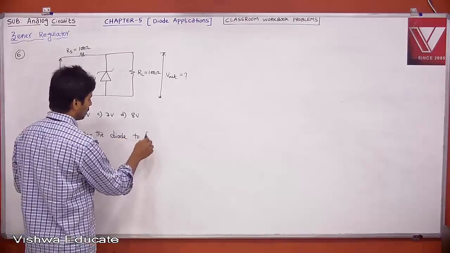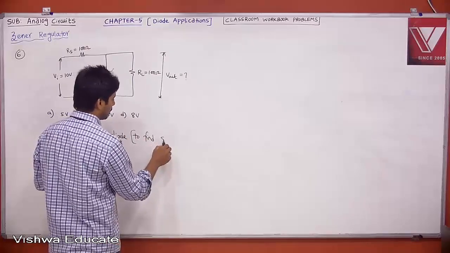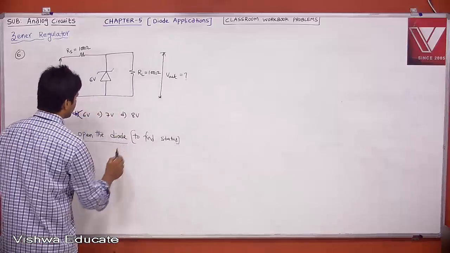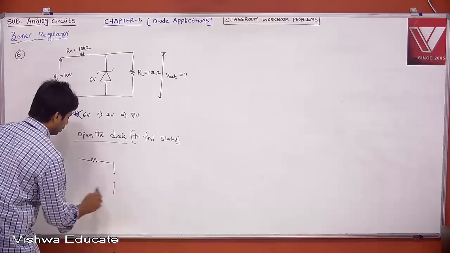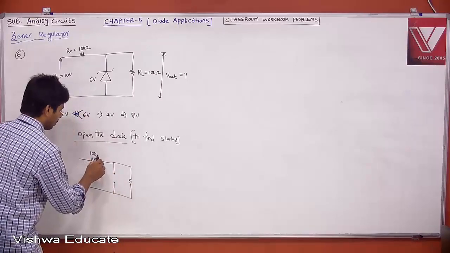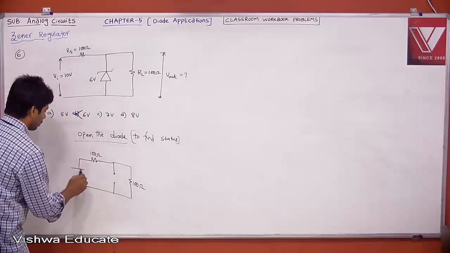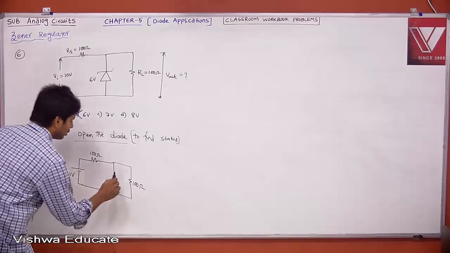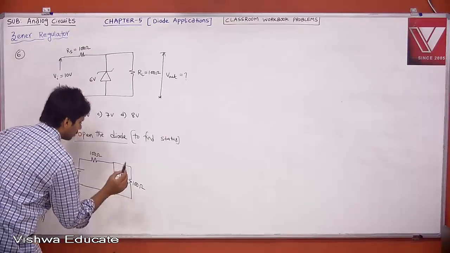Open the diode to find its status. When you open the diode, what do you get? This is 100 ohm, this is 100 ohm, but now this is 10 volts. It is network analysis, right? And bring back your diode. When you bring back your diode, this is what it is.